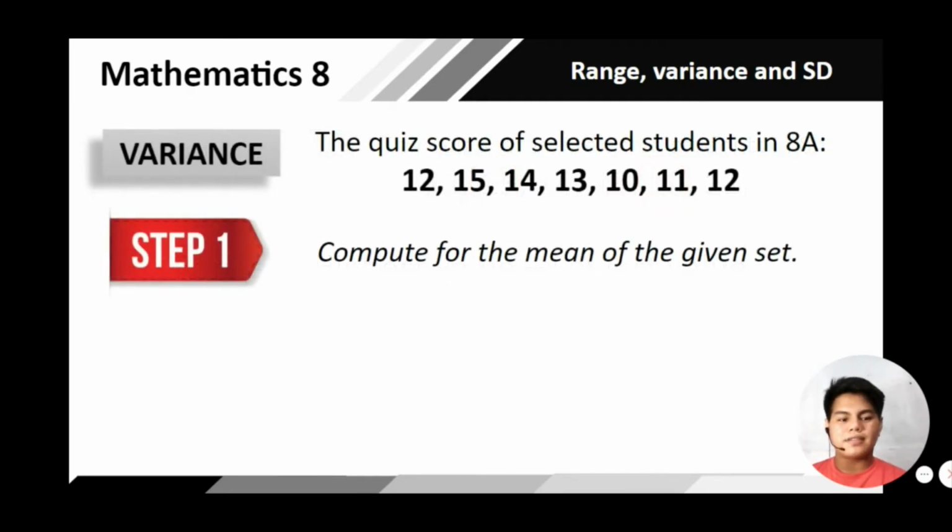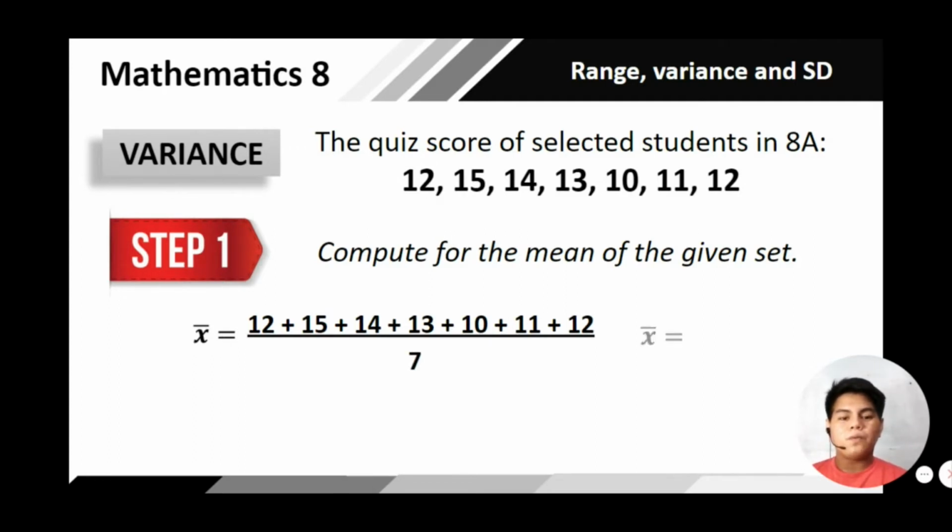Next is variance. We have 3 steps in finding the variance. The first step is to compute for the mean of the given set. A short recall: in measures of central tendency, to find the mean of a data, we need to add all our data and divide it by the total number of data. When we add all our data, the answer would be 87, divided by the total number of data, which is 7. 87 divided by 7 is 12.43. 12.43 is our mean.